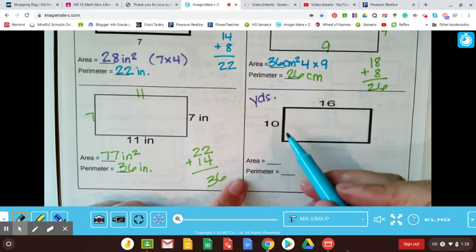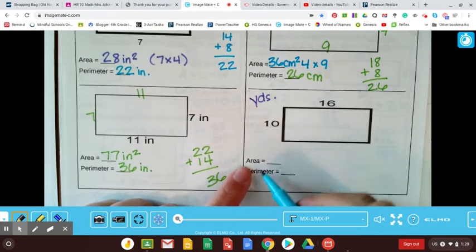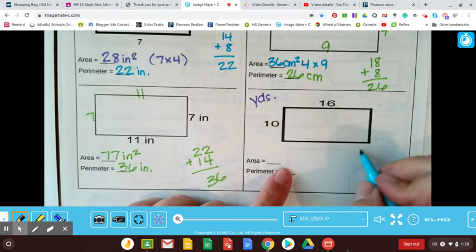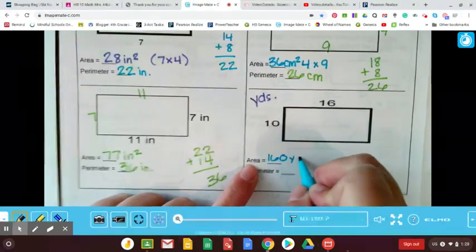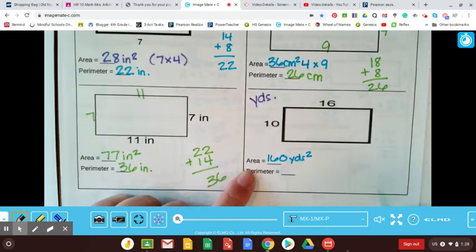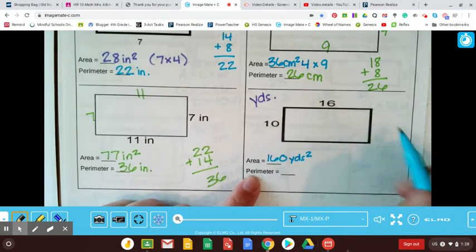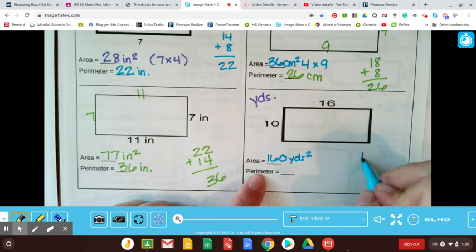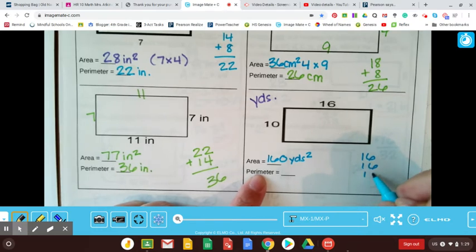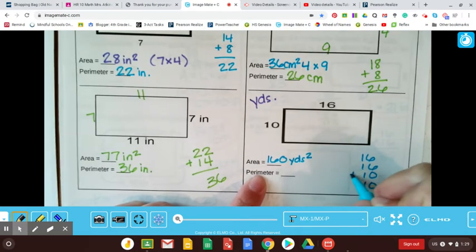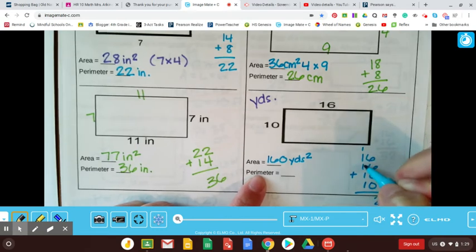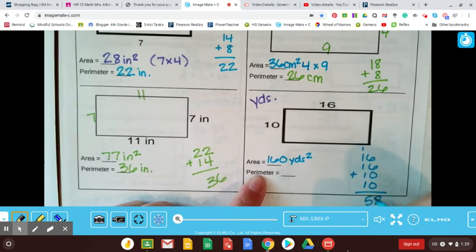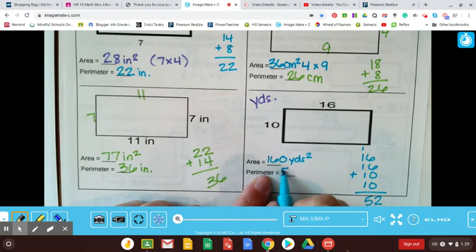And finally, we have area, 10 times 16, right? So 16 times 10 is 160 yards squared. And our perimeter, we'd have to add it all up, right? So 16 plus 16 plus 10 plus 10. 1, 2, 3, 4, 5. And we would get 52 yards.